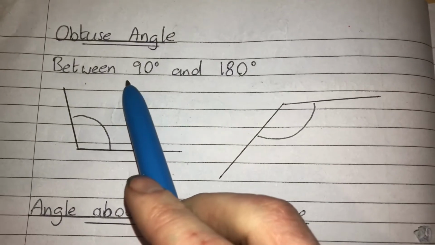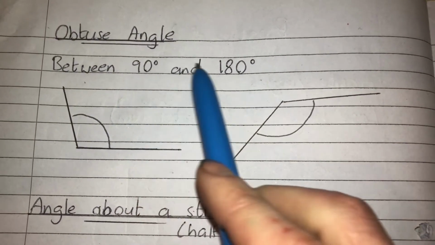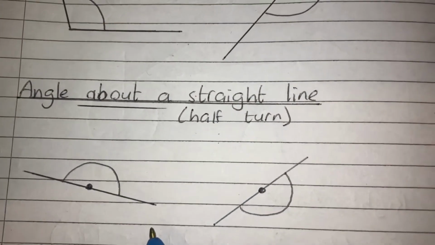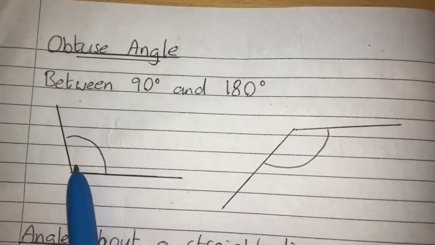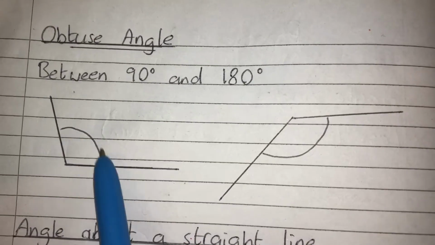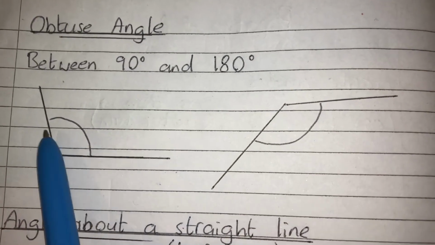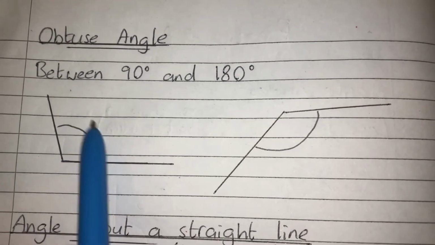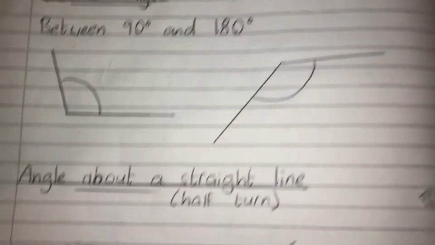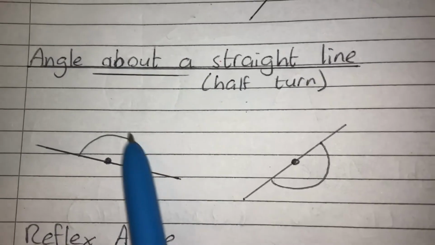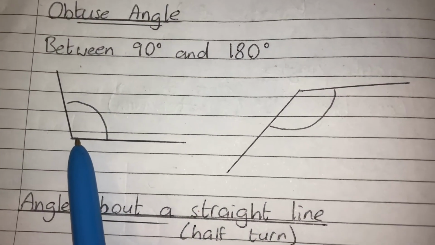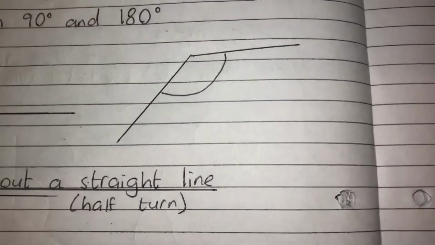An obtuse angle is between 90 degrees and 180 degrees. 180 degrees is what's known as a half turn. Okay, so these are some examples, again looking at the arc of the circle, of what an obtuse angle might look like. As you can see, if it was a right angle, it would be opened about here. It's larger than a right angle, yet it hasn't opened as far as that. So between a right angle and a half turn is what's known as an obtuse angle, and this is what it would look like.